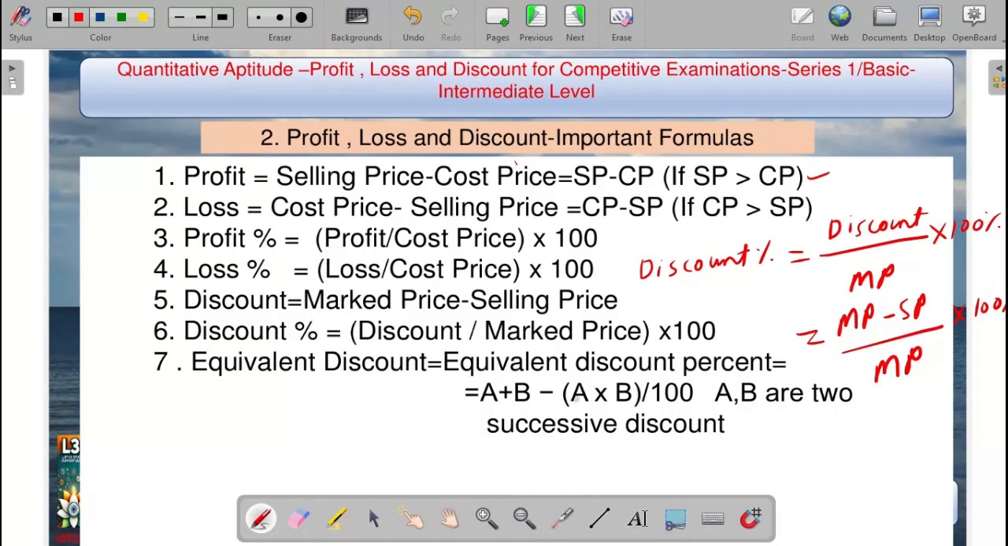For equivalent discount, if we know two discount percentages A and B, it will be A plus B minus A into B by 100. These are the important formulas. We have to remember them and apply them in different problems.